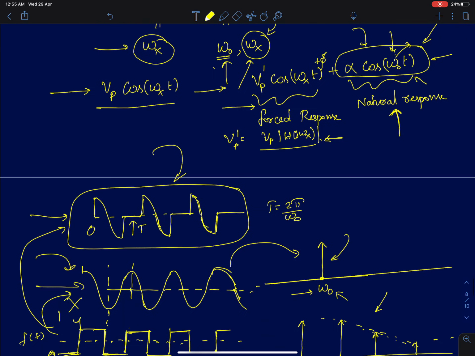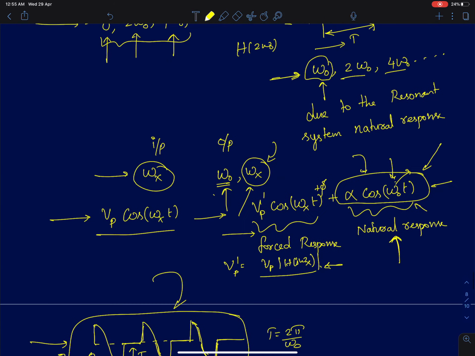So the important point we discussed here is that, I'll just come back to this point now, for a resonant system, the response to an input which starts at t equal to 0 is going to contain a forced response component and a natural response component. The natural response component will contain a frequency omega naught. Okay, so that's why you will see a frequency other than the input frequency only for resonant systems, even though it's an LTI system.